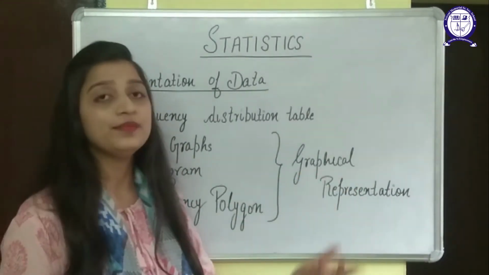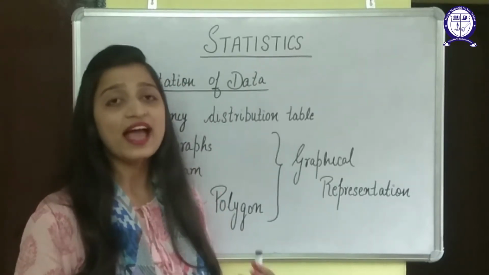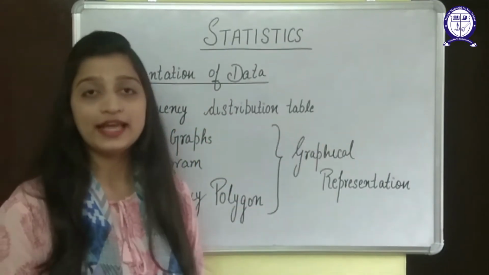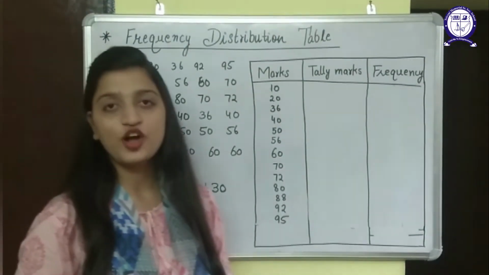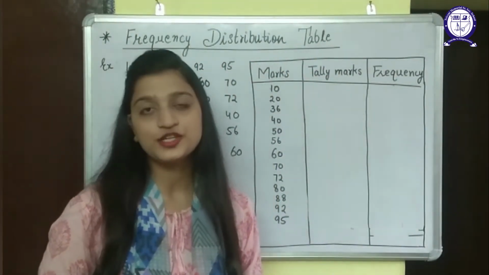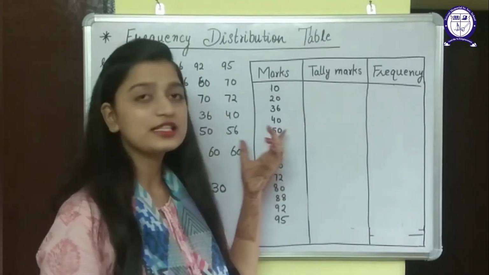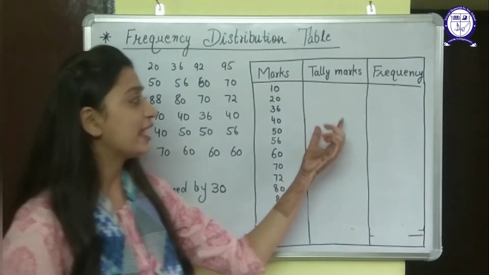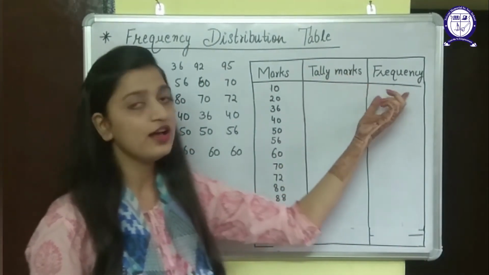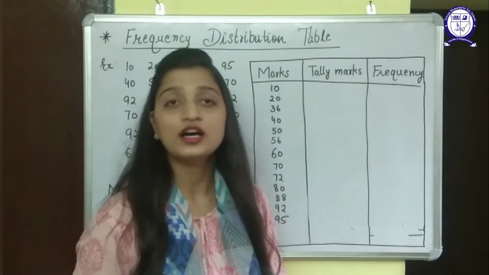Graphical means we try to make a graph from the information, and that information is generally in the form of a frequency distribution table. Now coming to the first topic, that is frequency distribution table. In a frequency distribution table there are always three columns. The first one is according to the question. The second and third columns always remain the same, that is tally marks and the frequency. The first column is always based on the question.